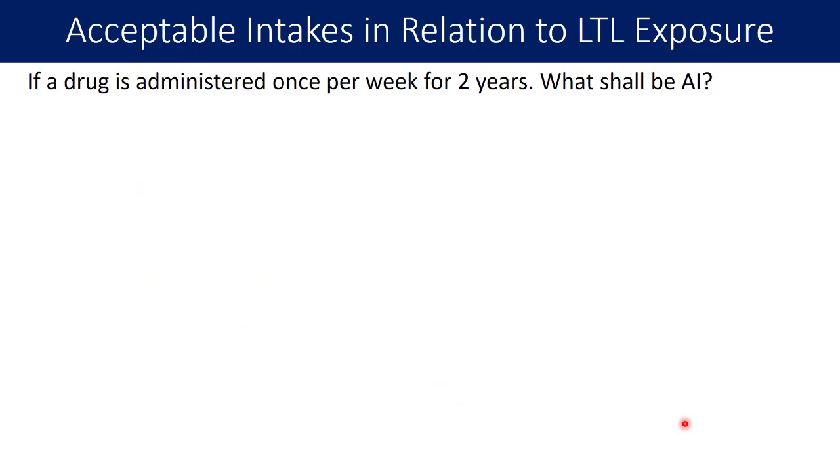If a drug is administered once per week for 2 years, the duration of the treatment looks like 2 years, but is the daily exposure given? No. The drug is only administered once a week, and 2 years is the complete treatment duration. So what should be the acceptable intake in case you have a mutagenic impurity present in this particular drug product?